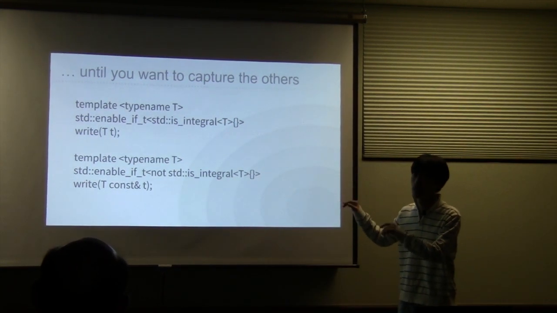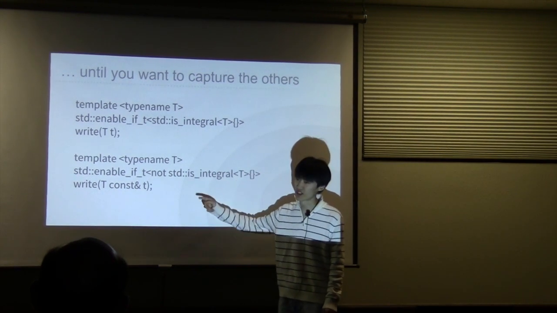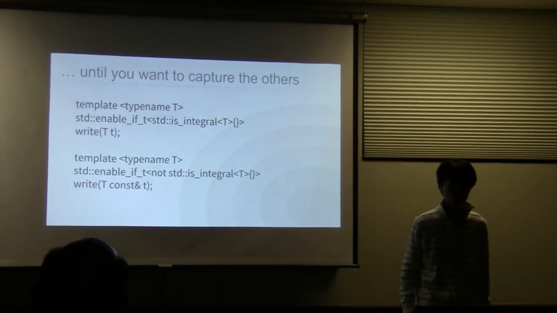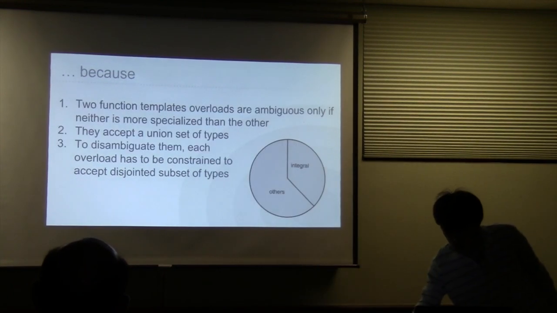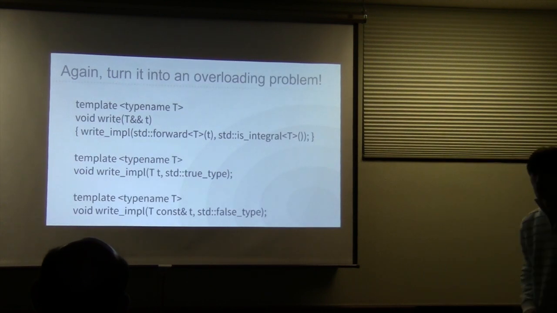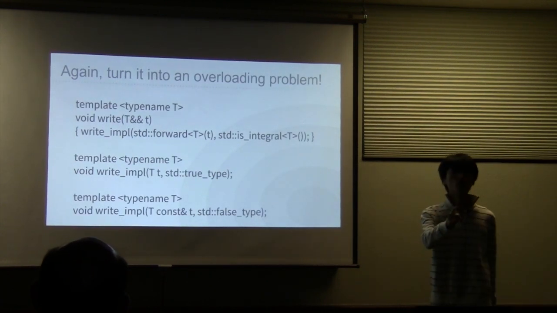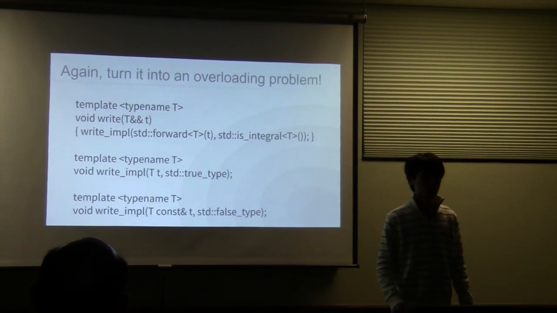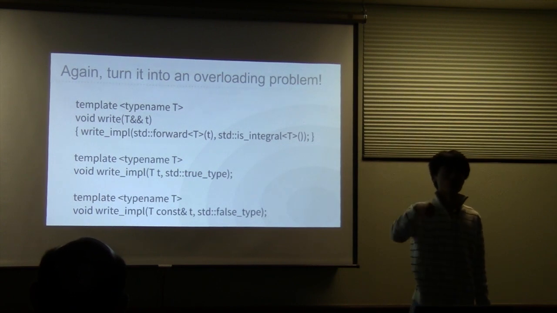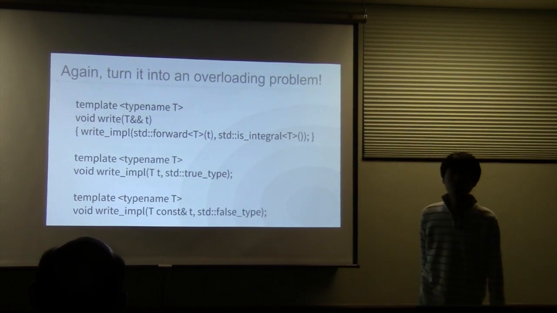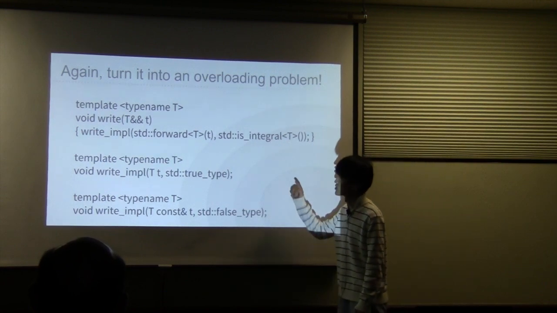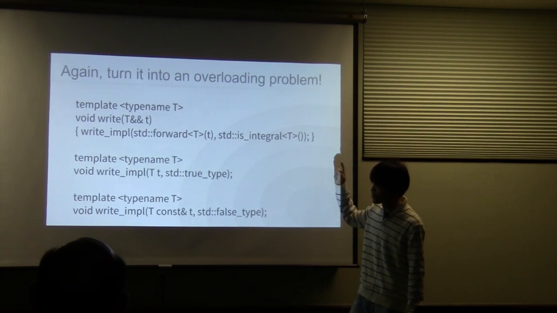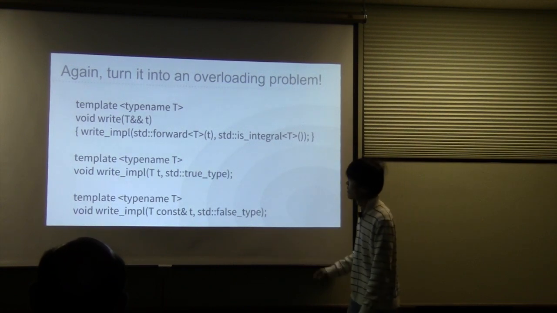And if there are multiple criteria here, you have to have all those criteria repeated in your predicate. And if you don't want to see that, if you look at Chandler's talk, there is some code like is_integral, and later you'll find enable_if is_not, and something like that. No, don't do that. Use this. We solve it with an overload. So turn it into an overloading problem, not an enable_if problem.